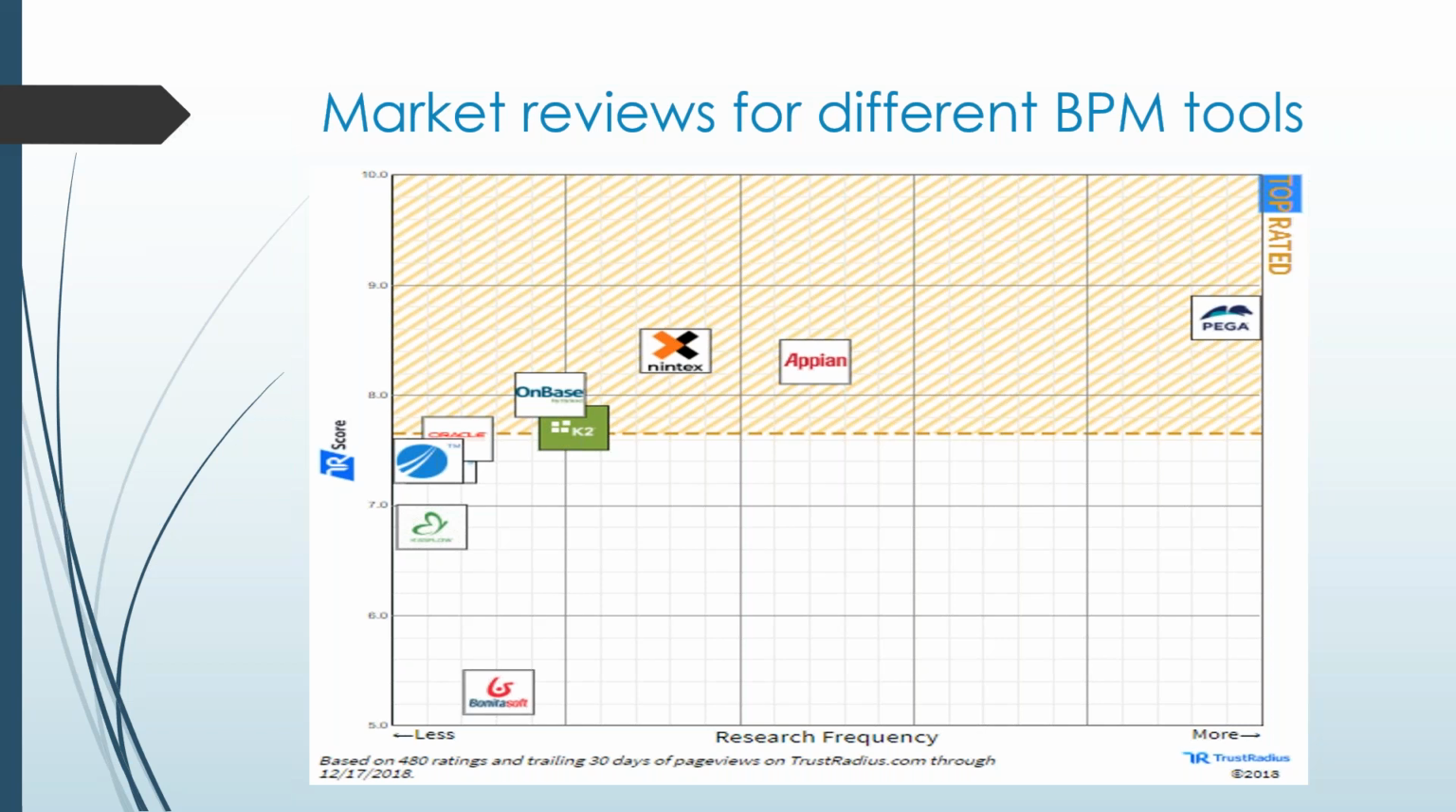So in order to work with the newer versions of Pega, it is always important that you constantly learn. So which means the research frequency is quite high, and the user rating is also high because of the features that they bring in. Okay, that is why Pega is defined as a market leader in the BPM category.